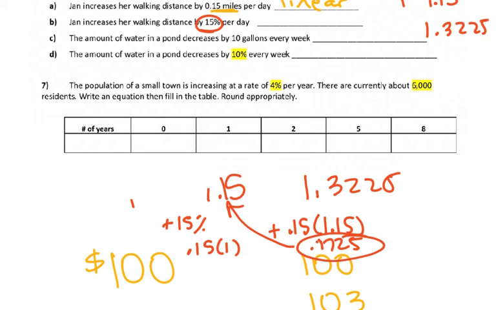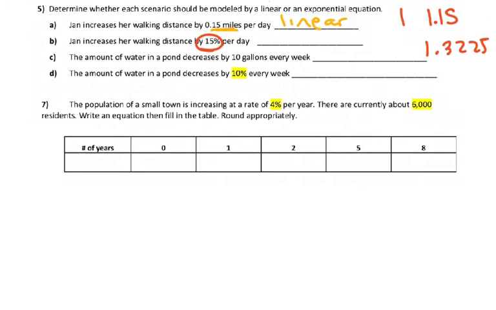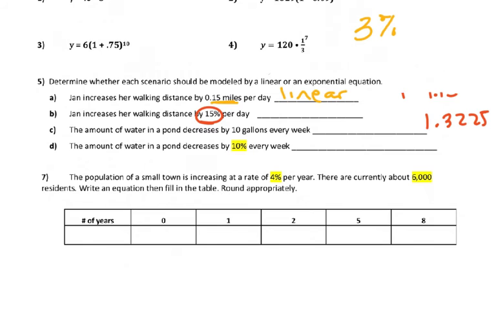So remember that percents are a percent of something. Percents never work by themselves. You always have to have a percent of something. And so that's one of the reasons why whenever you're dealing with exponentials, you're dealing with a percent. It's a percent of something. So this is exponential.